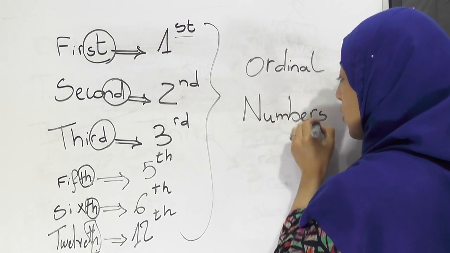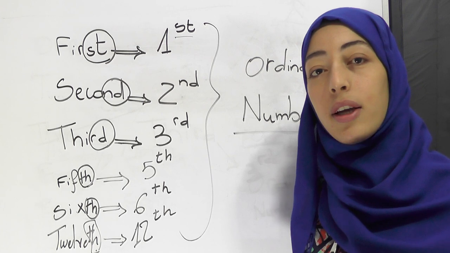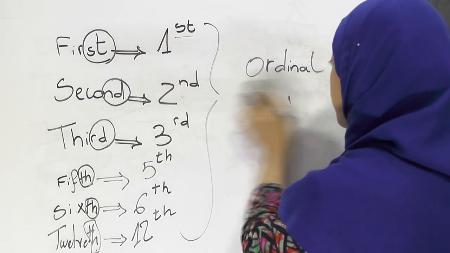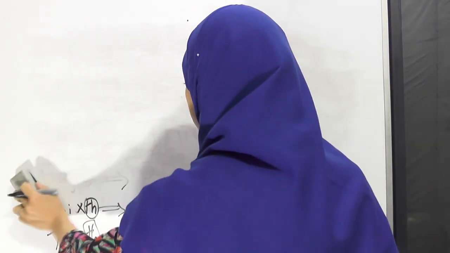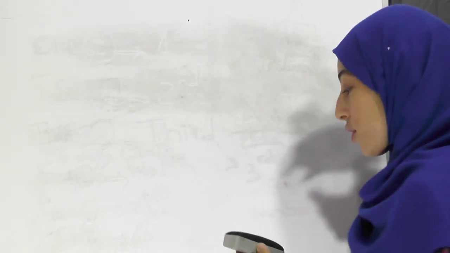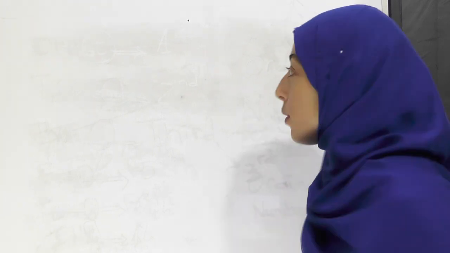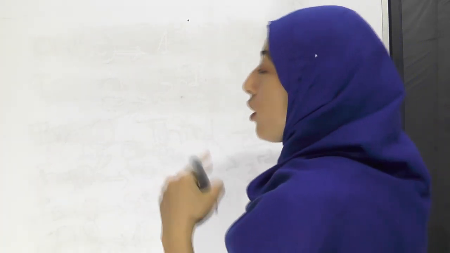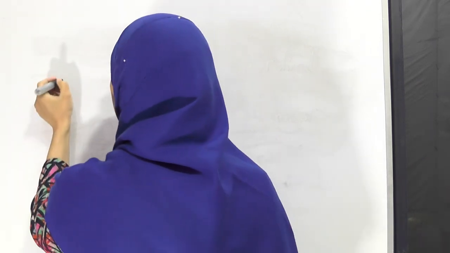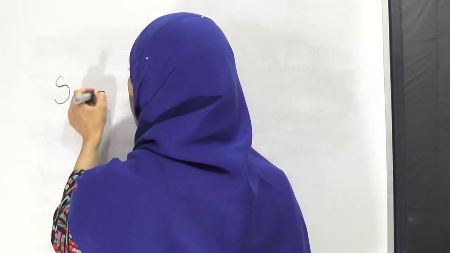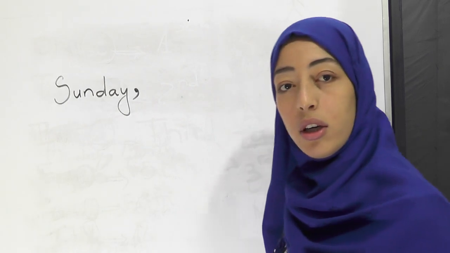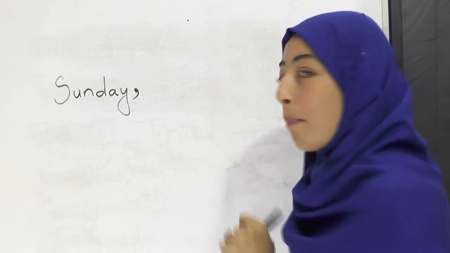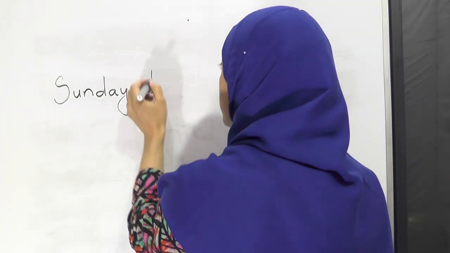Okay? Now we come back. We go back to the date, I mean. Now that you understand the ordinal numbers, they are simple. Once you memorize how to write them, they are simple. So, we write another date. We start with the day. For example, we choose a day, Sunday. Then you put a comma, Sunday, comma. You write the month, December.